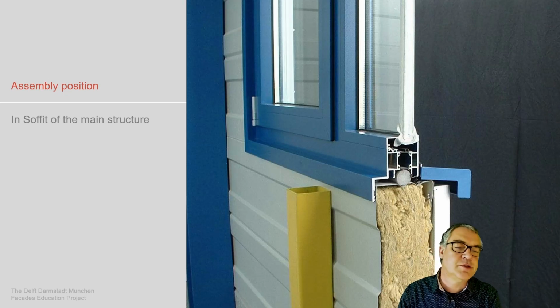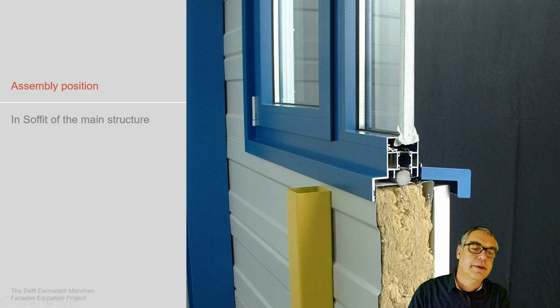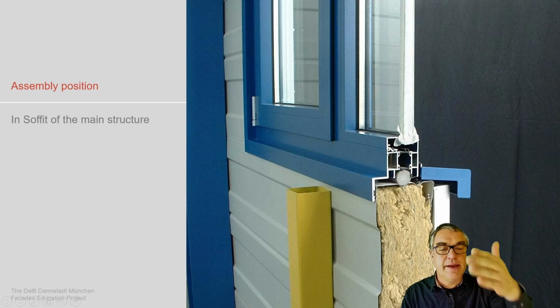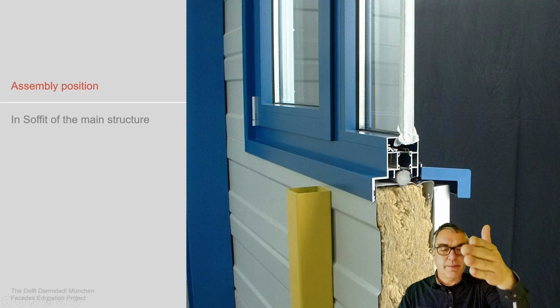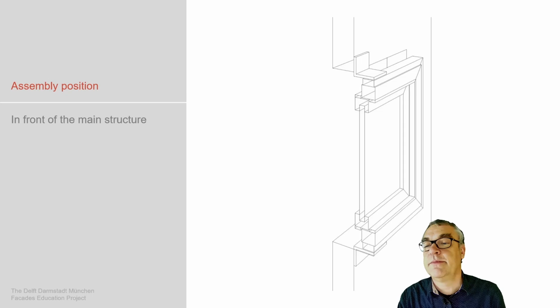This sample is sheet metal with an insulation material in here. So that's the entire thickness of the structure. And the window is brought exactly in that middle line, due to the insulation values being hopefully similar here than here. So it's brought to the same position, versus the version in front of the main structure.